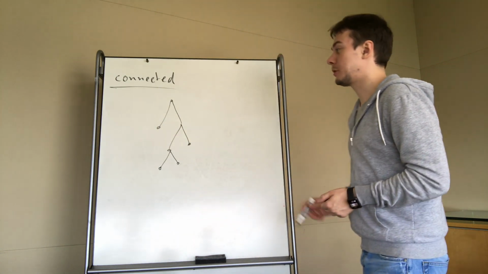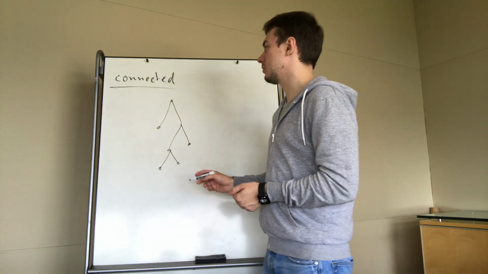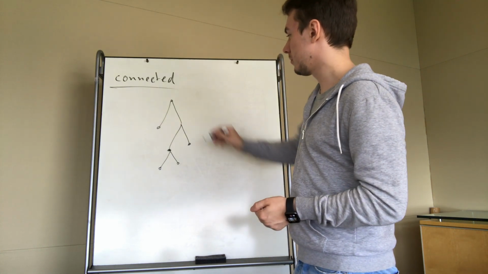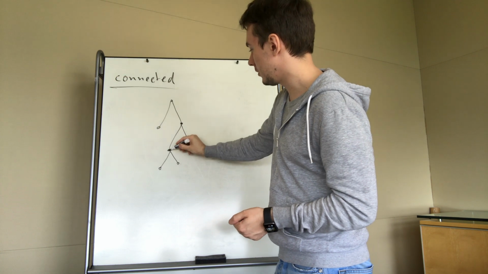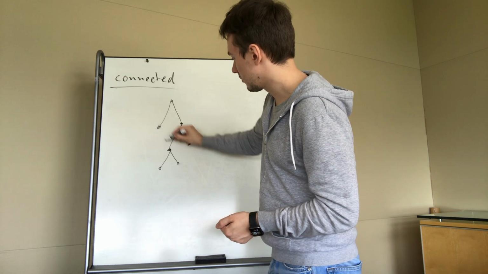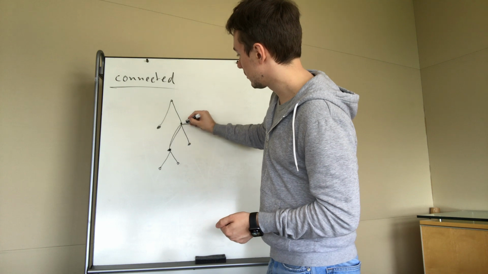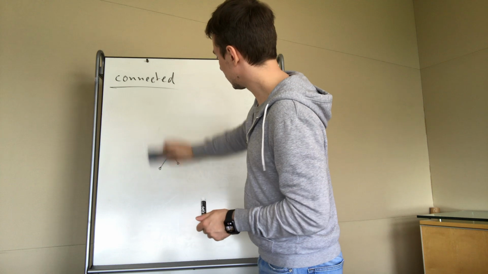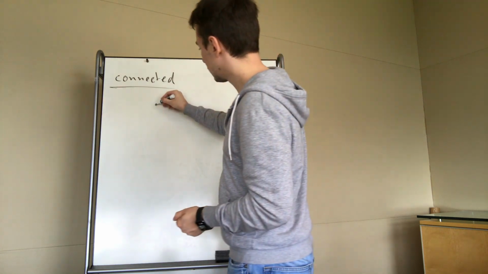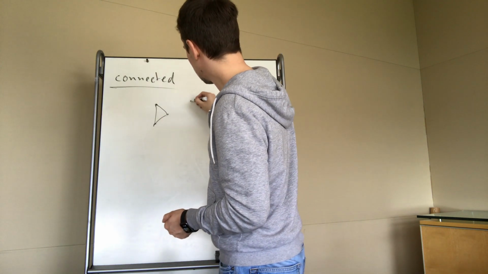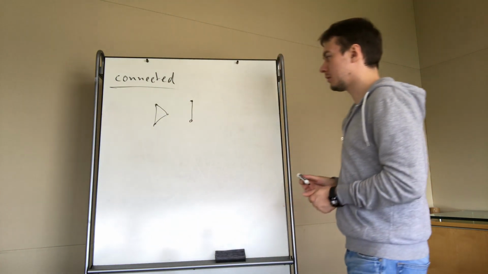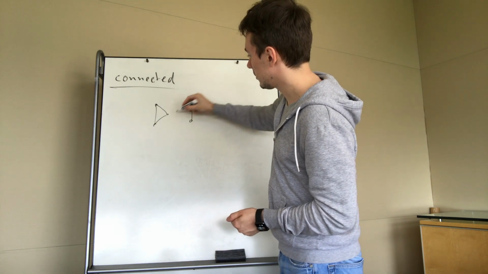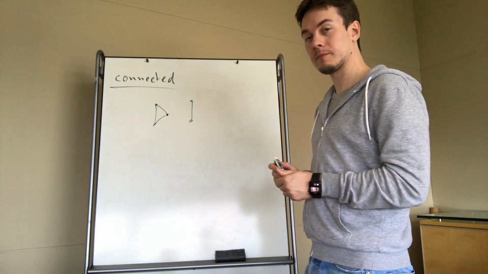This graph is a tree, as you can see, and it is also a connected graph because you can find a path between any pair. Let's say if we have this and this vertices, we can find this path. This graph is not a connected one because we cannot find a path between this and these vertices.